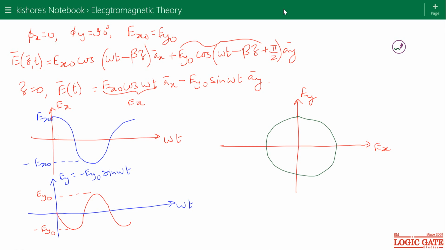When omega t is 0, then X component is positive and maximum, and Y component is 0. It means resultant is EX0. Now when omega t is pi by 2, then X component is 0 and Y component is negative and maximum. So resultant will be at minus EY0. So this circularly polarized wave is moving in this direction. Here omega t is 0 at this point. Omega t is pi by 2. So if I increase the time, then circularly polarized wave will move in clockwise direction.